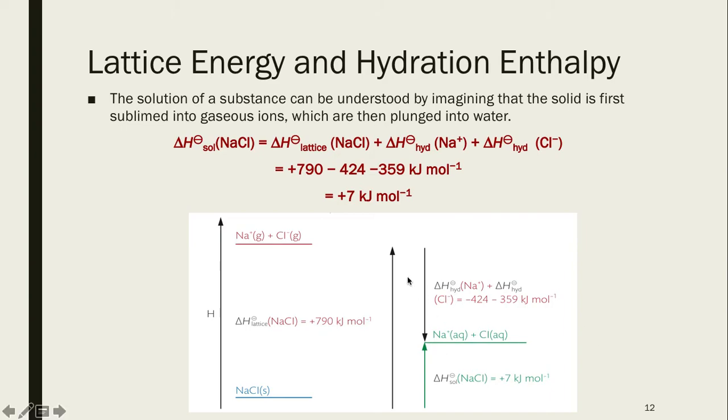Okay, so this is a cycle that you could be asked to draw or identify. If you just remember to add the lattice enthalpy to the two hydration enthalpies, you will get an answer. It's not always positive. It can be negative.